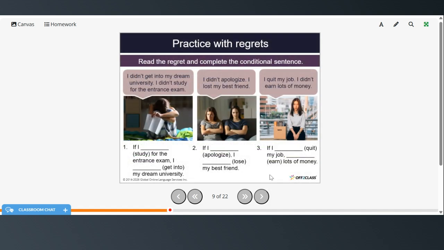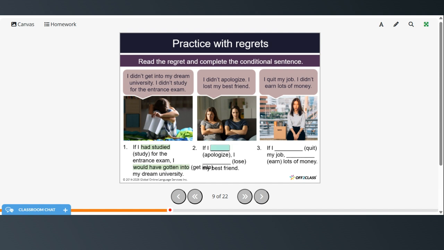And again, read the regret, complete the conditional sentence. Again, you can pause the video, try these on your own, and then restart when you're ready to check your answers. I didn't get into my dream university. I didn't study for the entrance exam. So if I had studied for the entrance exam, I would have gotten into my dream university.